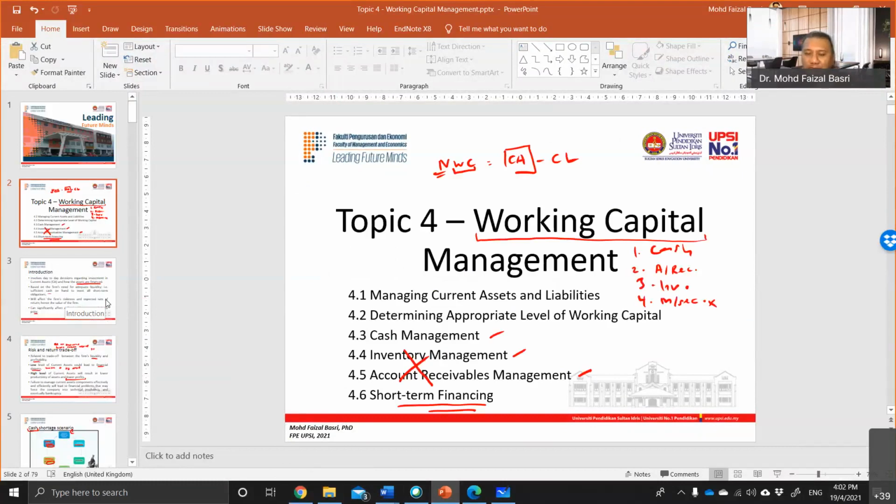So for next week, we are going to continue with the short-term financing. So why we need short-term financing is because we have shortage of working capital. It can be shortage of cash, it can be because of inventory or even account receivables. So whenever we're facing shortages of working capital, the obvious solution is to borrow. Okay, we have to borrow.